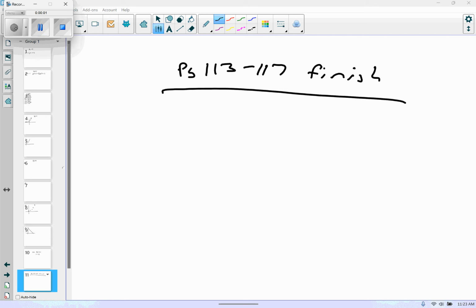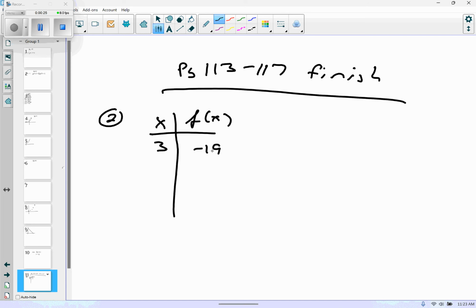So let's go through 113 through 117, the problems that we did not do yesterday. This is in the yellow book. I think we took care of everything on page 113, although let's take a look at problem number 2, make sure we feel comfortable. So you have x, you have f of x, you have 3, negative 19, 5, negative 11, 9, 5, 12, 17.